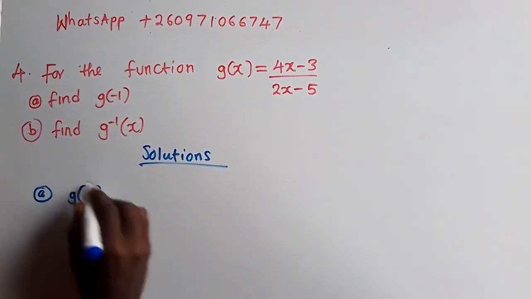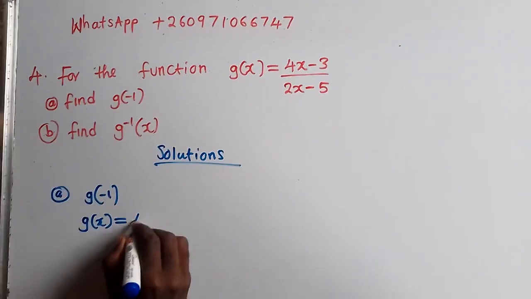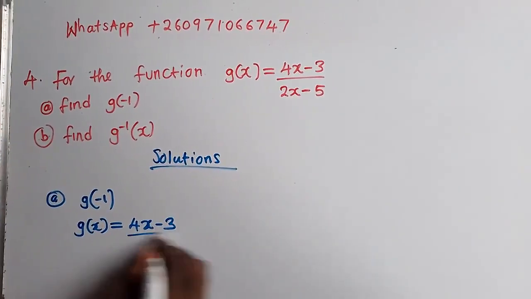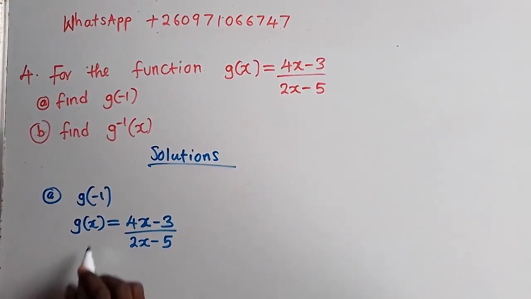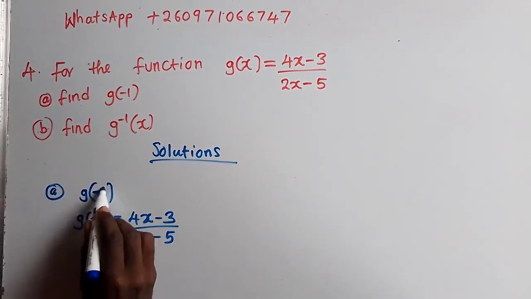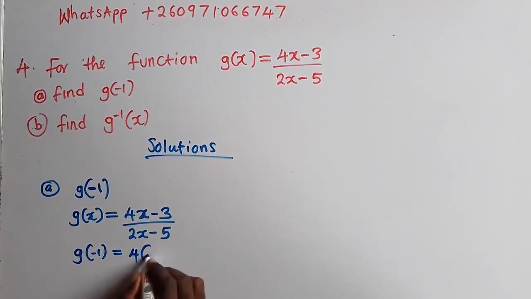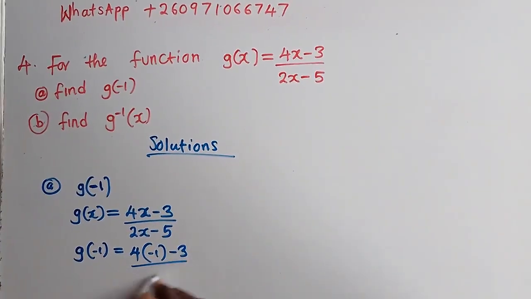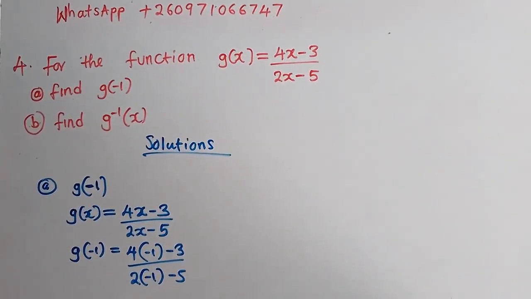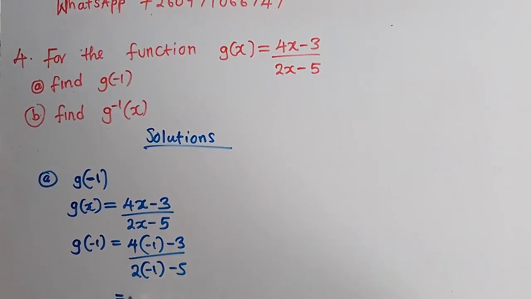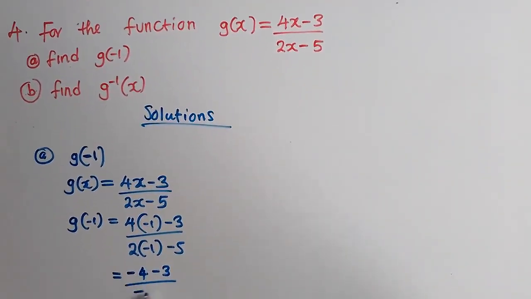So where is this function coming from? It's coming from g of x, which is 4x minus 3 over 2x minus 5, like this. So I'm told to find g of negative 1. Where there is x, I put negative 1, which is equal to 4 times negative 1 minus 3 over 2 times negative 1 minus 5. So this is 4 times negative 1, it's negative 4 minus 3 over negative 2 minus 5.